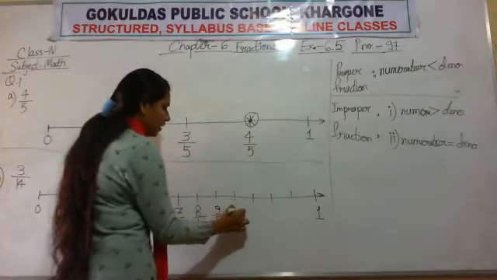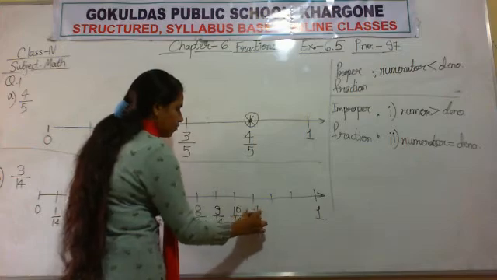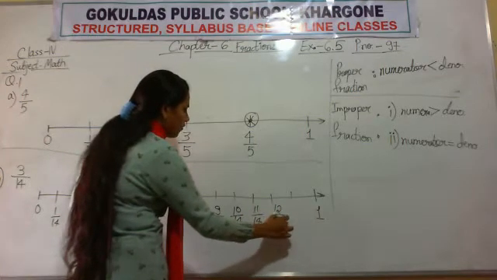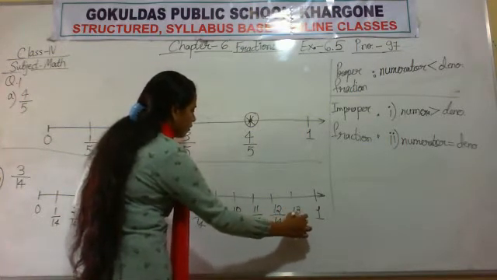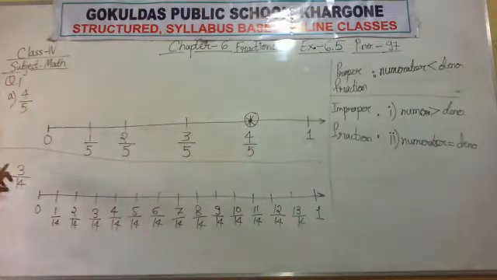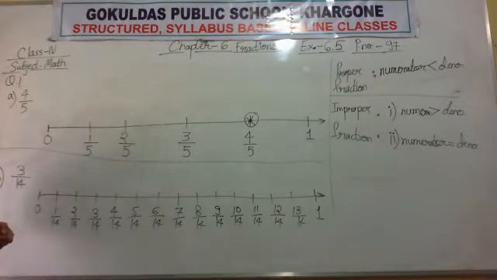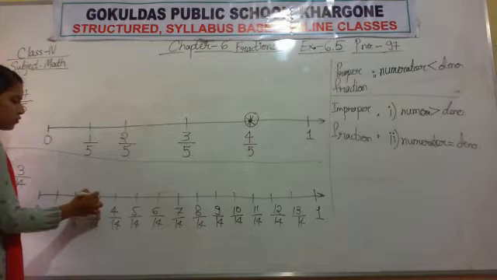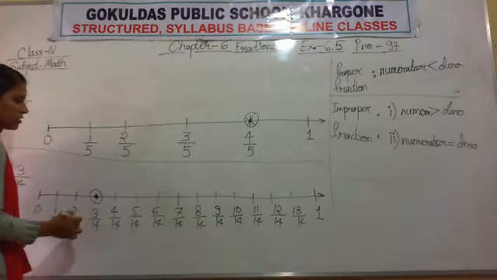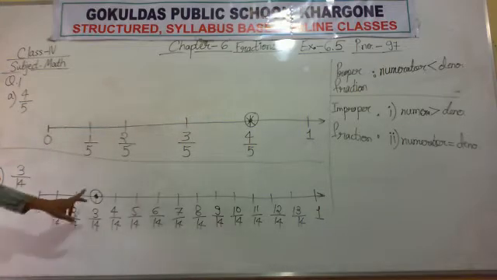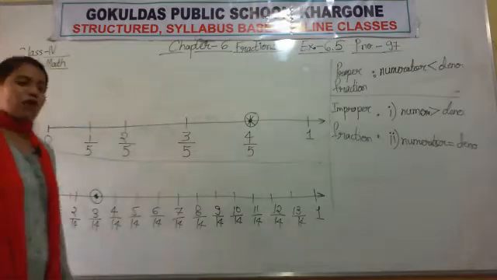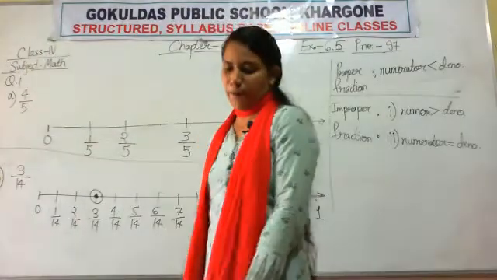9 upon 14, 10 upon 14, 11 upon 14, 12 upon 14, and 13 upon 14. Now we want to locate 3 upon 14. So where is 3 upon 14 on the number line? This point represents 3 upon 14. Make a bold point with the help of a pen, or you can circle it. So now we have located 3 upon 14 on the number line. This is how we represent a proper fraction.